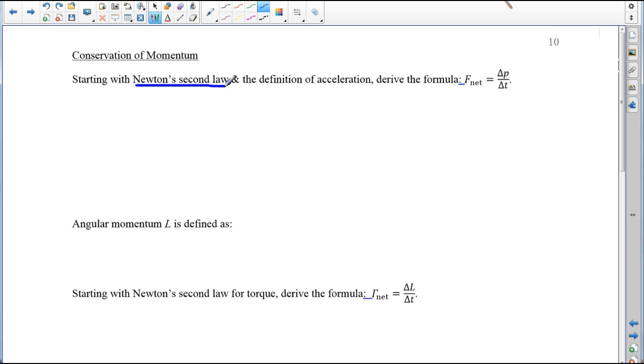Okay, what's Newton's second law? We just wrote it down. Go ahead and write that again. There's the second law. And now we're going to take this and substitute in for acceleration. Go ahead and try this.